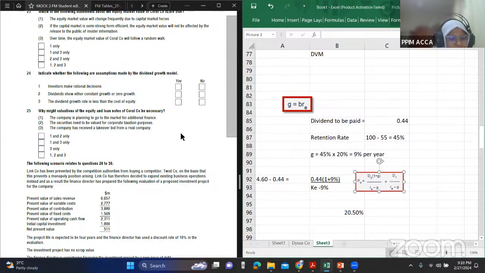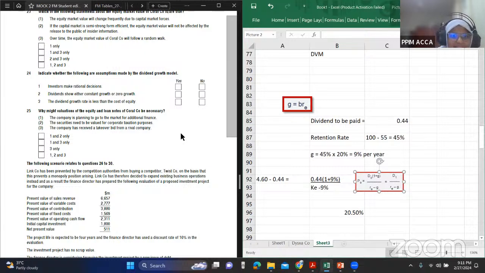The securities need to be valued for corporation tax purposes. For tax purposes, we only need to calculate taxable cash flow. We don't need values of our equity and debt. We just need sales minus the variable cost, minus the fixed cost, and you will get a taxable cash flow. On that, you calculate 20% or whatever the tax rate is. So we don't need any valuation for equity or loan notes when it comes to corporation tax purposes. It's completely out of the books when it comes to taxation. So 2 is not correct.